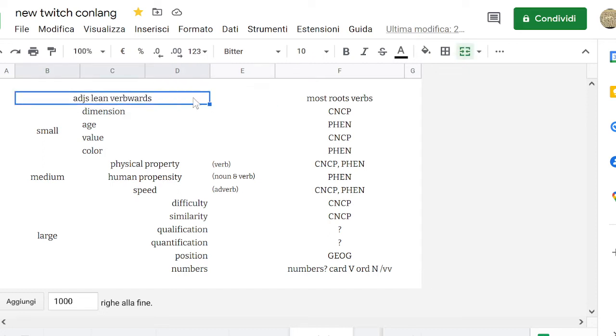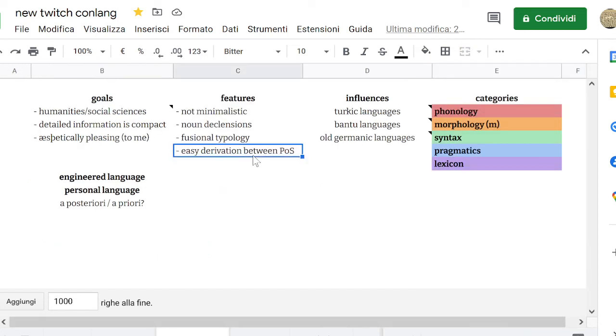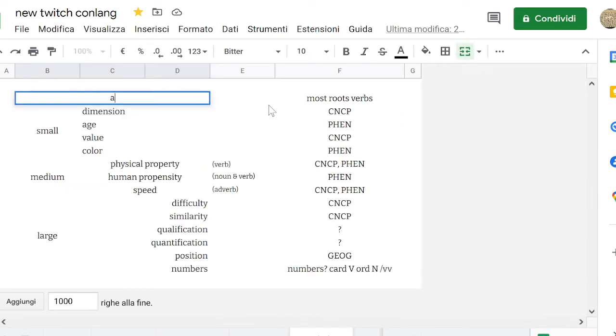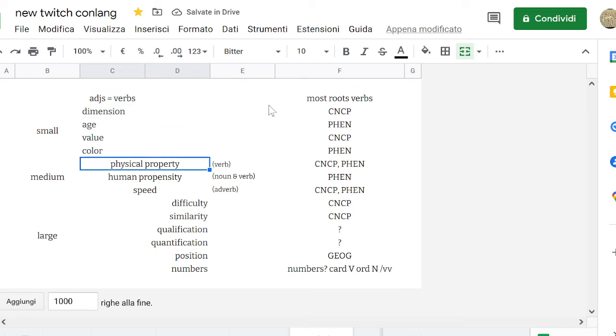But if you want to use a noun in a verb-like way, or in an adjective-like way, you just turn the noun into a verb. And we're going to make sure that you can very easily do that, which I think was already one of our goals, easy derivation between parts of speech, or features that we wanted to include to make things easier. So yeah, that's just going to be the case. So adjectives equal verbs. They're just verbs of quality. So dimension, age, value, color. Typically, they're going to be stative. They're just going to describe what state the thing is in.